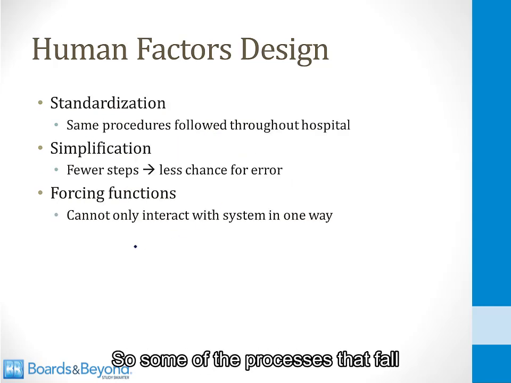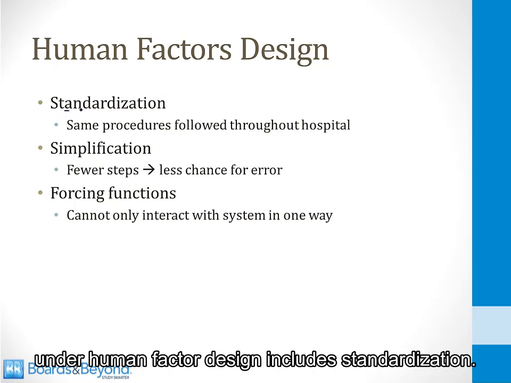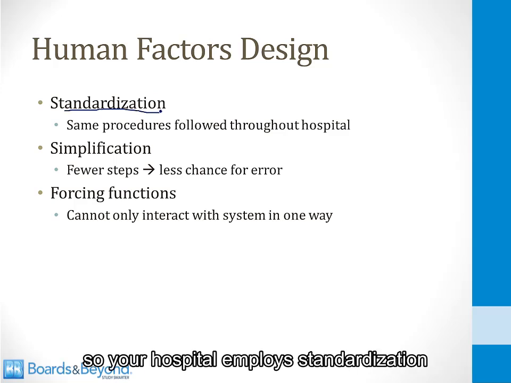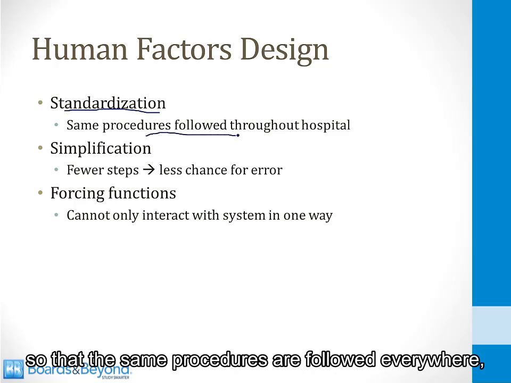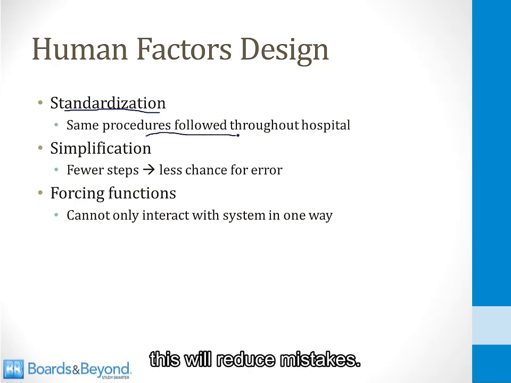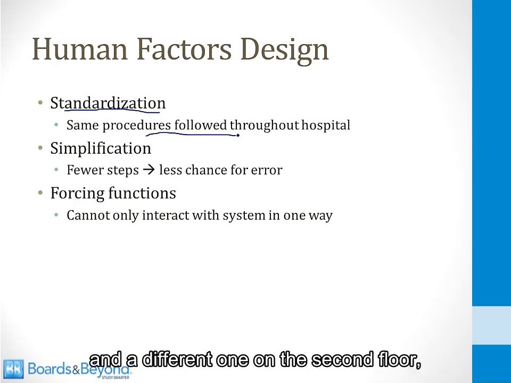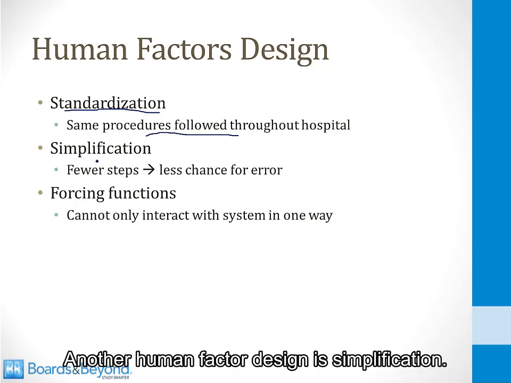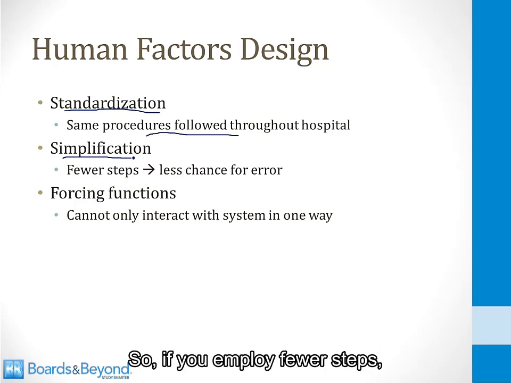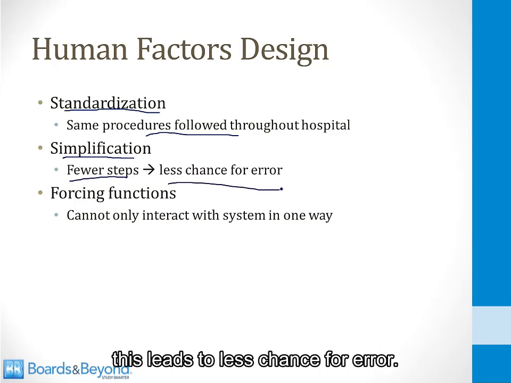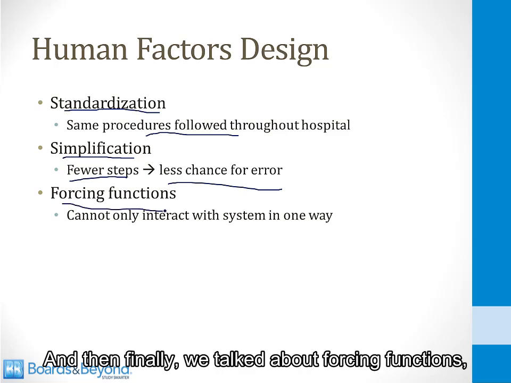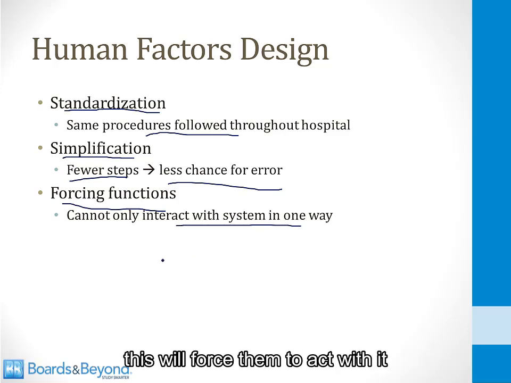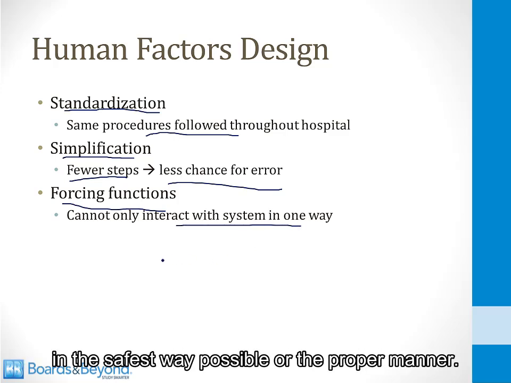So some of the processes that fall under human factors design include standardization. So humans like to do the same thing over and over. So your hospital employs standardization so that the same procedures are followed everywhere. This will reduce mistakes. If you have one set of procedures on the first floor and a different one on the second floor, this makes it more likely that errors will occur. Another human factor design is simplification. So if you employ fewer steps, this leads to less chance for error. And then finally, we talked about forcing functions. If humans can only interact with the system in one way, this will force them to act with it in the safest way possible or the proper manner.